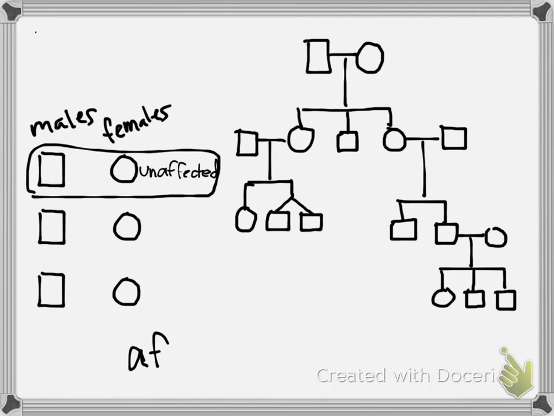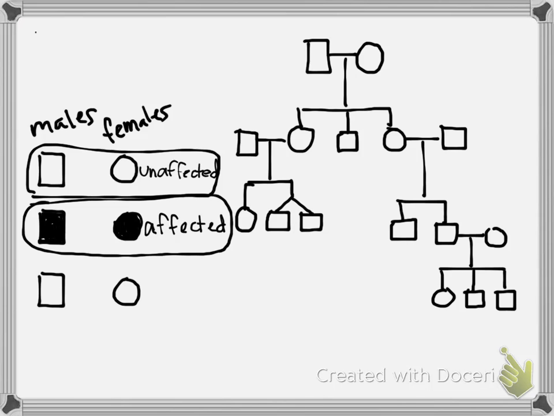An individual who is affected is going to be shown with a completely filled in circle or square. So whatever this condition is, and it might be a disease, it might be something like blue eyes. You know, we can trace anything. We can trace curly hair. We could, though those are really, they're more complicated.